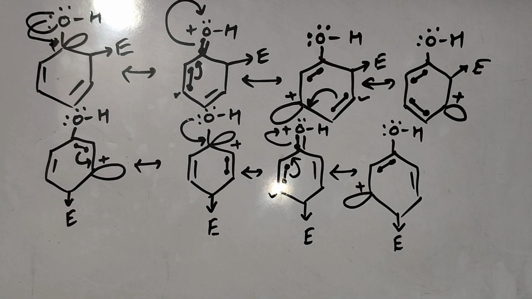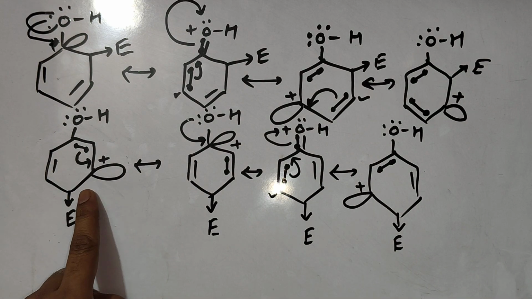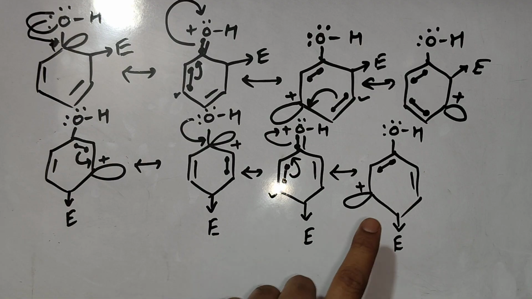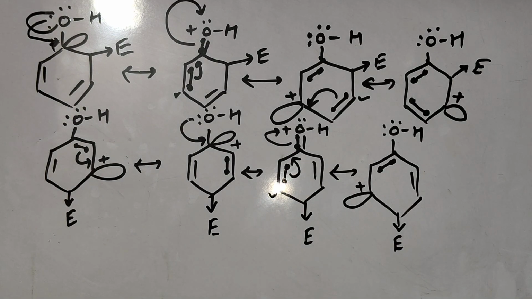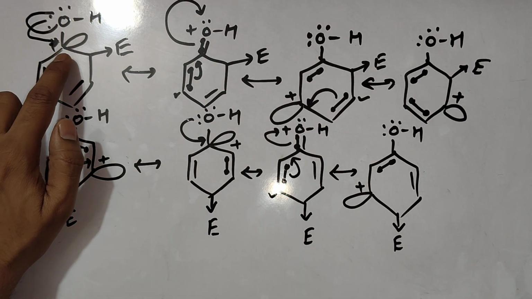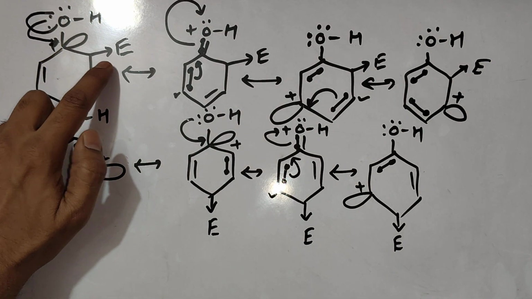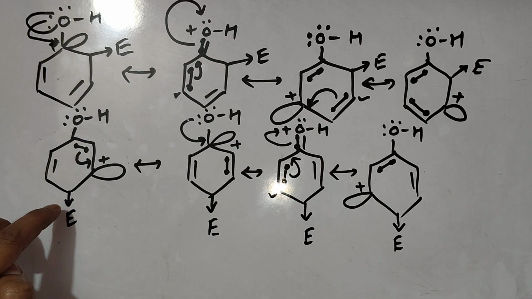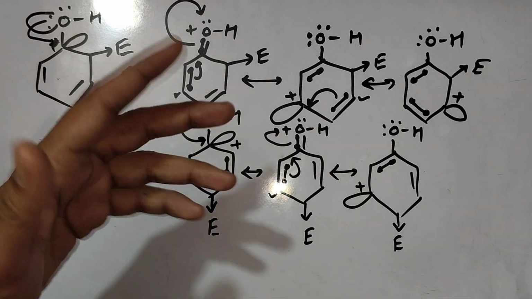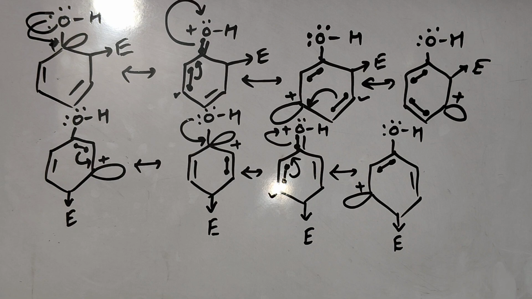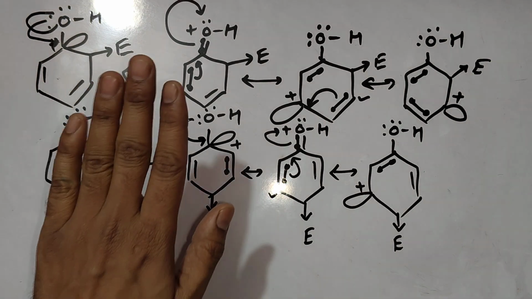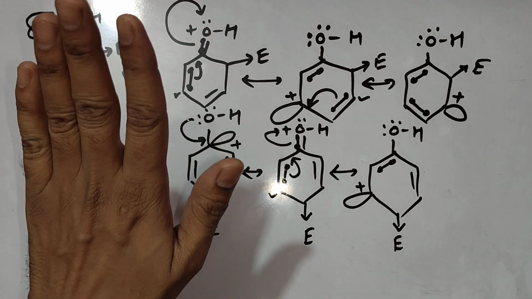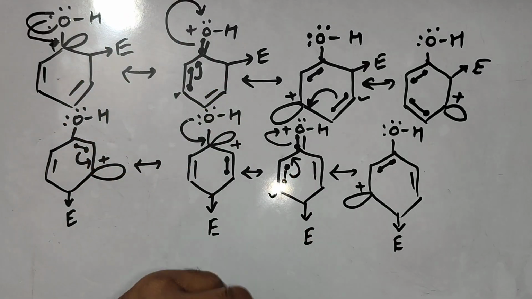Resonance. Now how many resonating structures are we getting? Count. Same. 1, 2, 3 and 4. Four resonating structures are generated, similar to ortho. It means the carbocation generated due to ortho attack and the carbocation generated due to para attack have equal stability, because both carbocations are getting 4 times resonance.